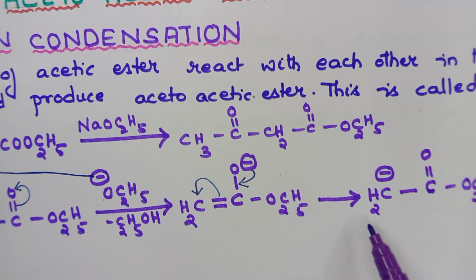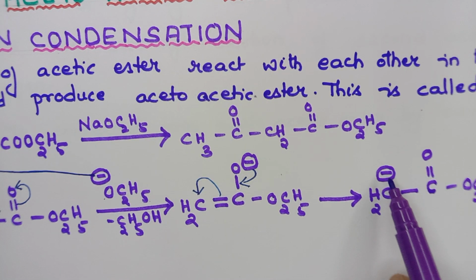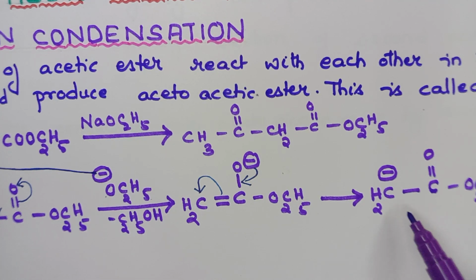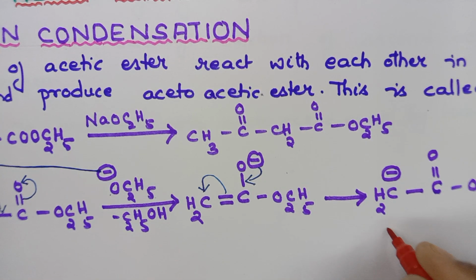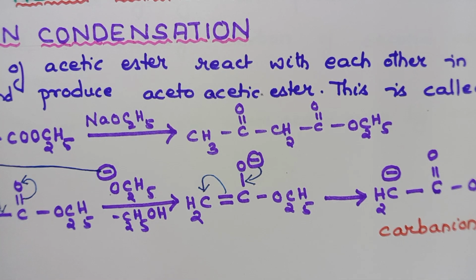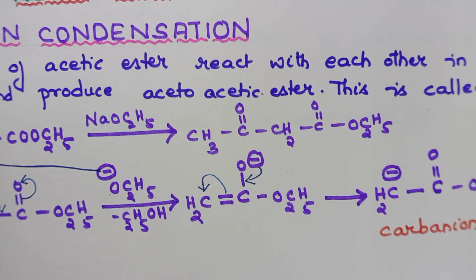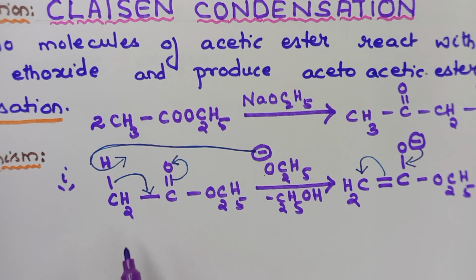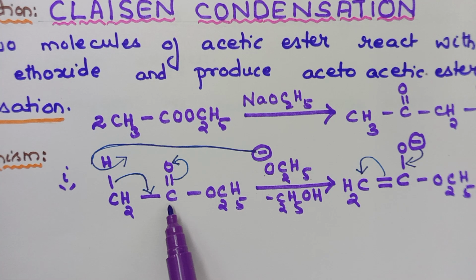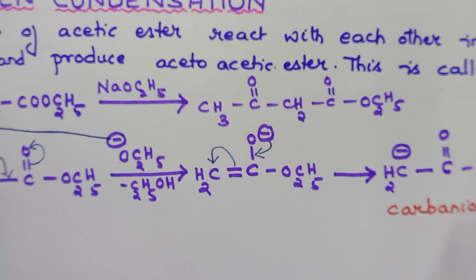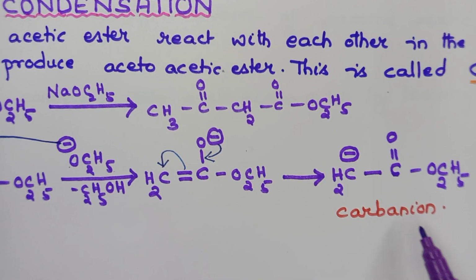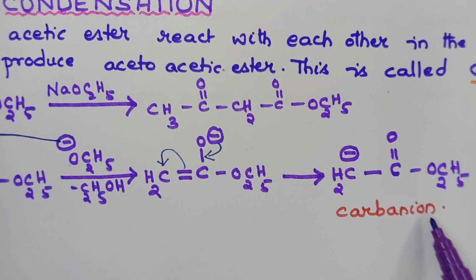Okay. So what do we call this now? This carbon bears negative charge. So what is this called as? This is called as carbanion. Write down here, students, below carbanion. Okay. Clear? The first step. So 1 molecule of acetic ester CH3 CO OC2H5 in the presence of ethoxide ion, we will find formation of carbanion in the first step.